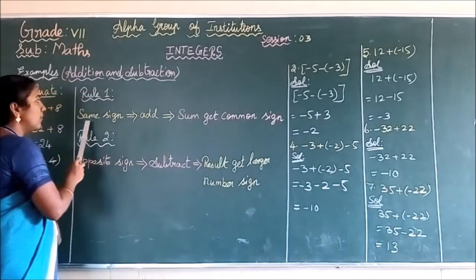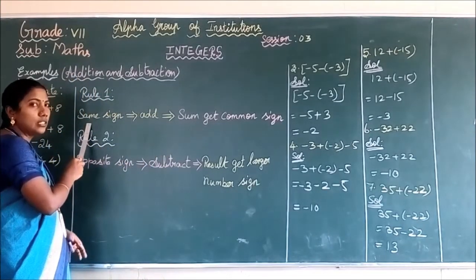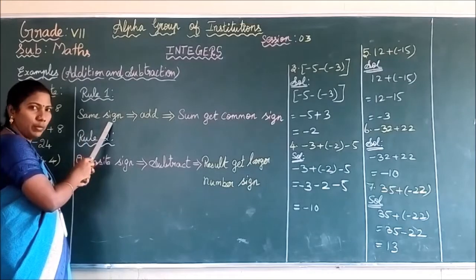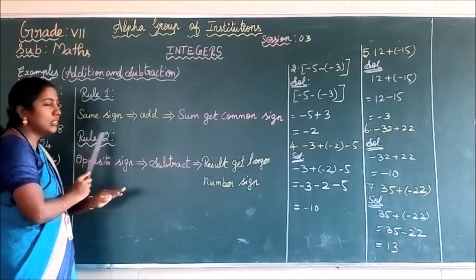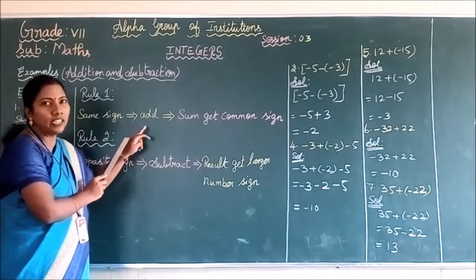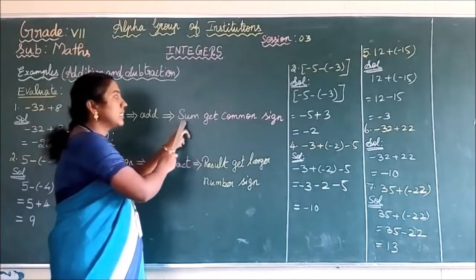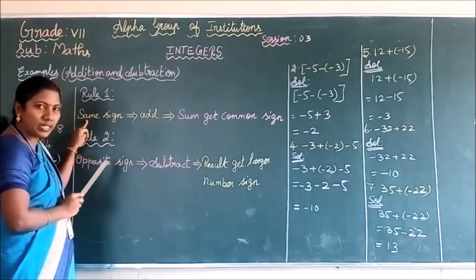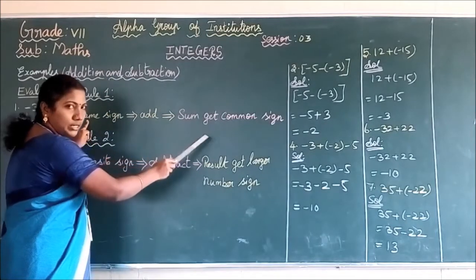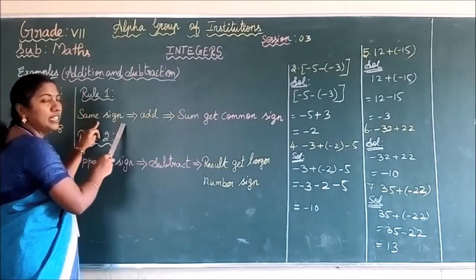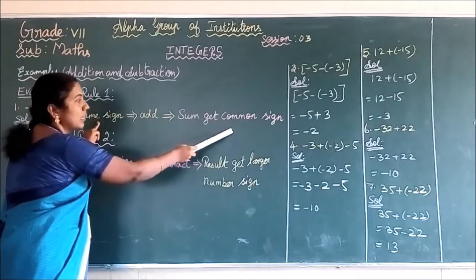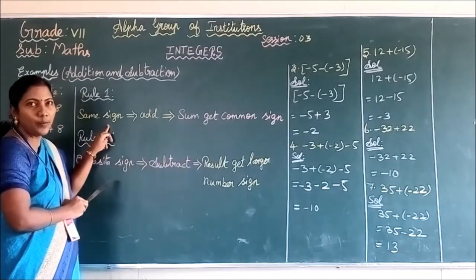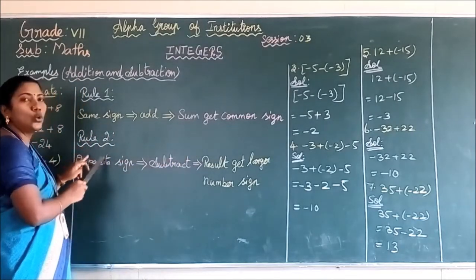That is, if the given two integers or three integers have the same sign, what you have to do is add the integers, and the sum takes the common sign. Suppose in the question they have the plus sign, the sum takes the plus sign. Suppose the given integers have the minus sign, the sum takes the minus sign. It's clear, children?